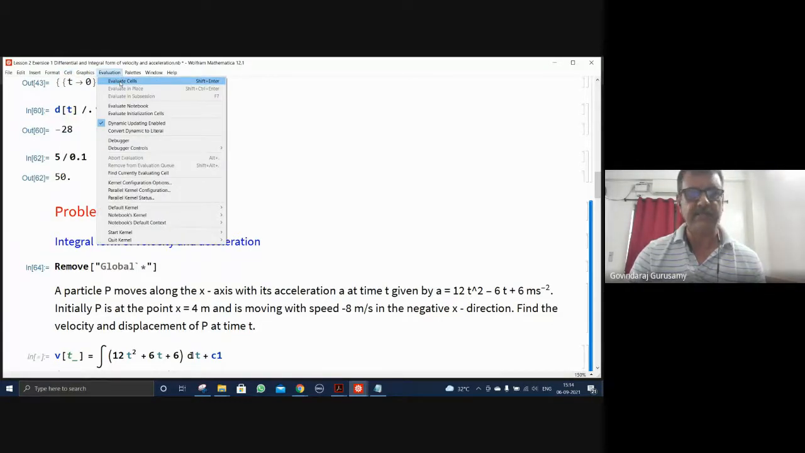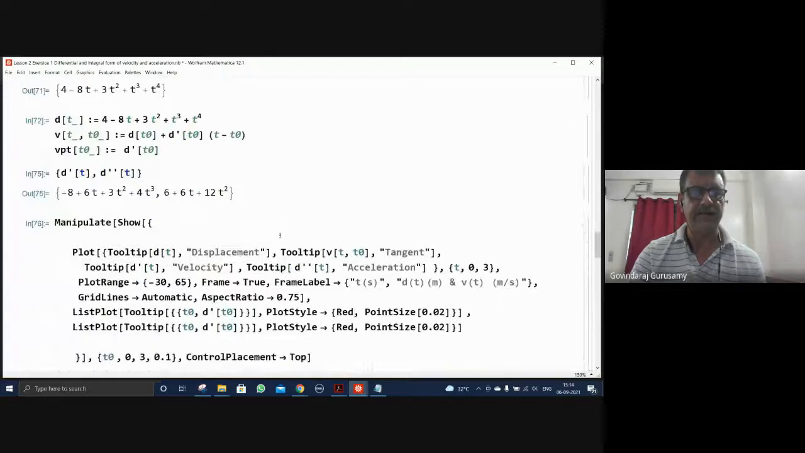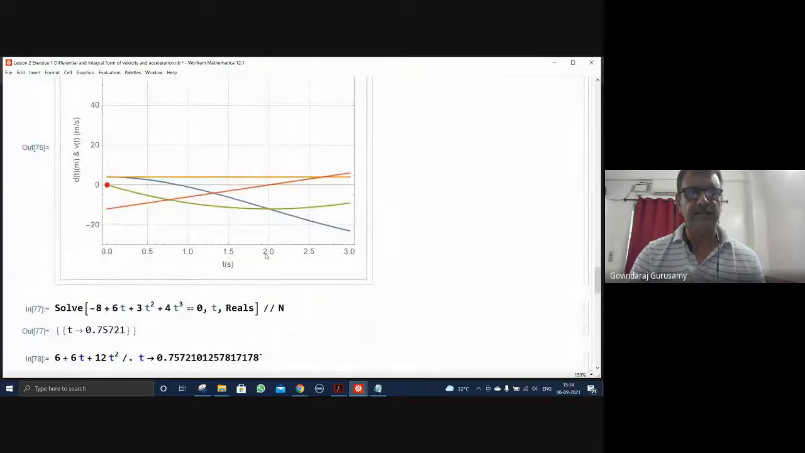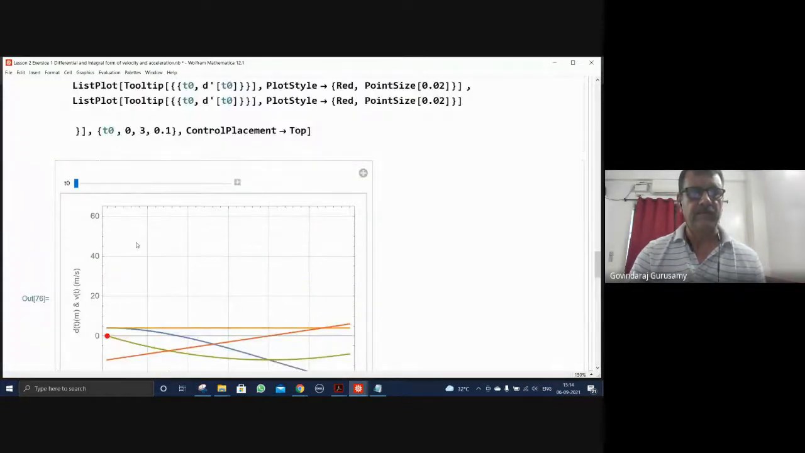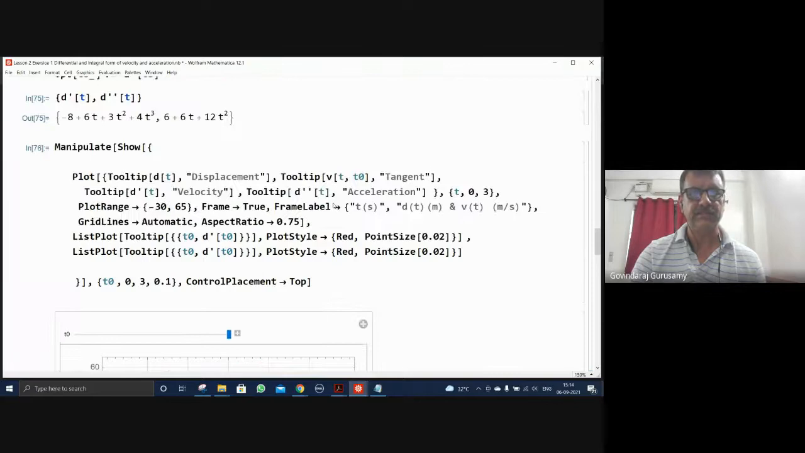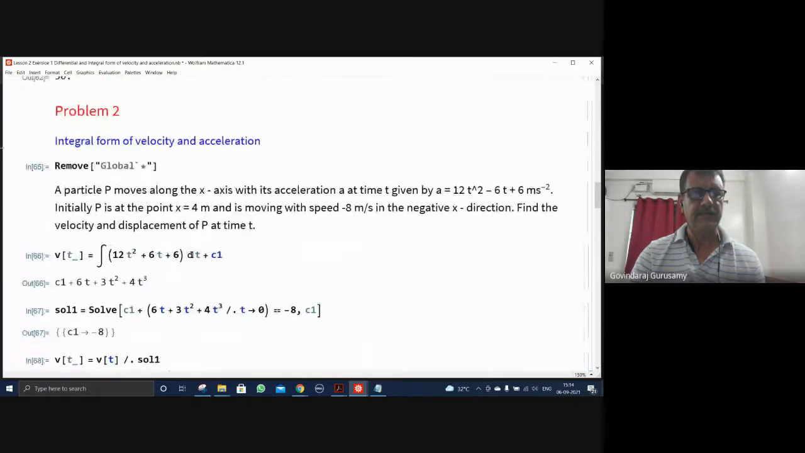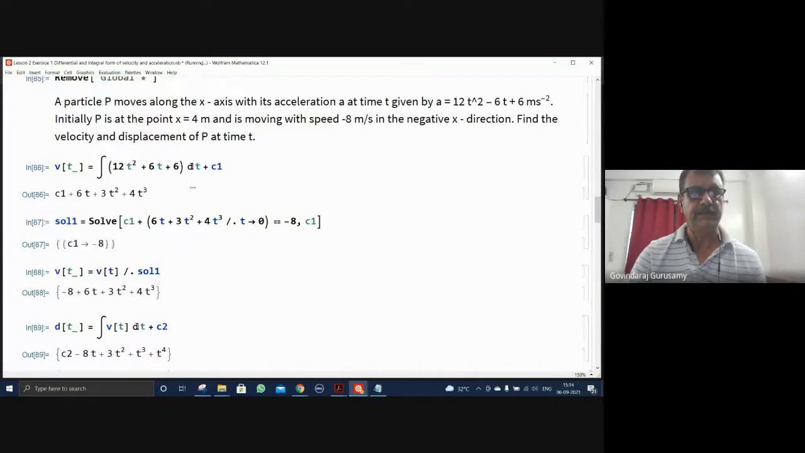Evaluate cells. I'm going to evaluate the cell. It's done already, and this is the result that you have. So you can see that something is satisfied here. No, there's some problem here. As I have mentioned here, we should evaluate one more time, because the things have been defined already.